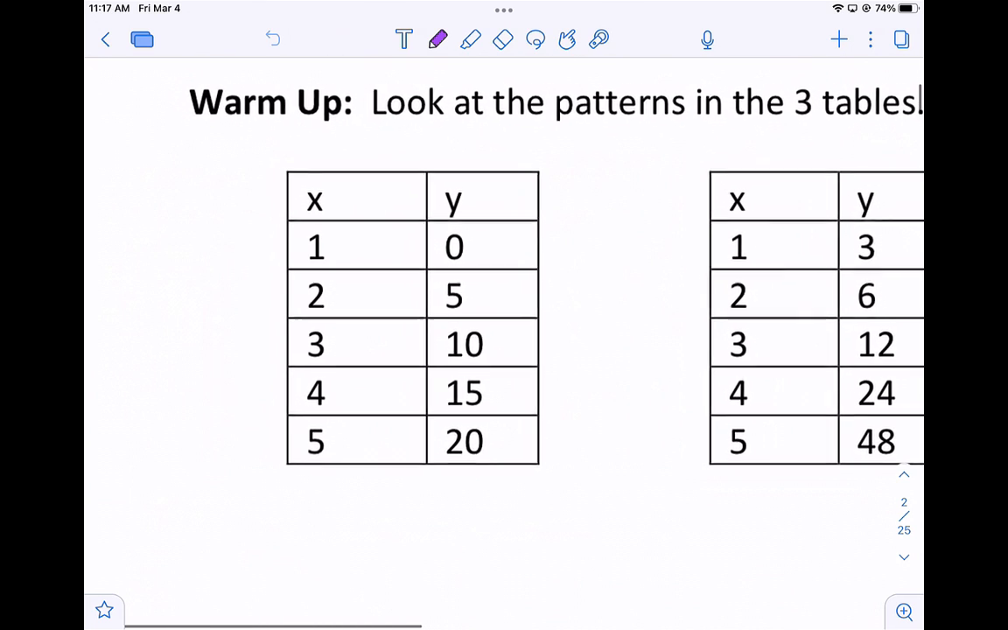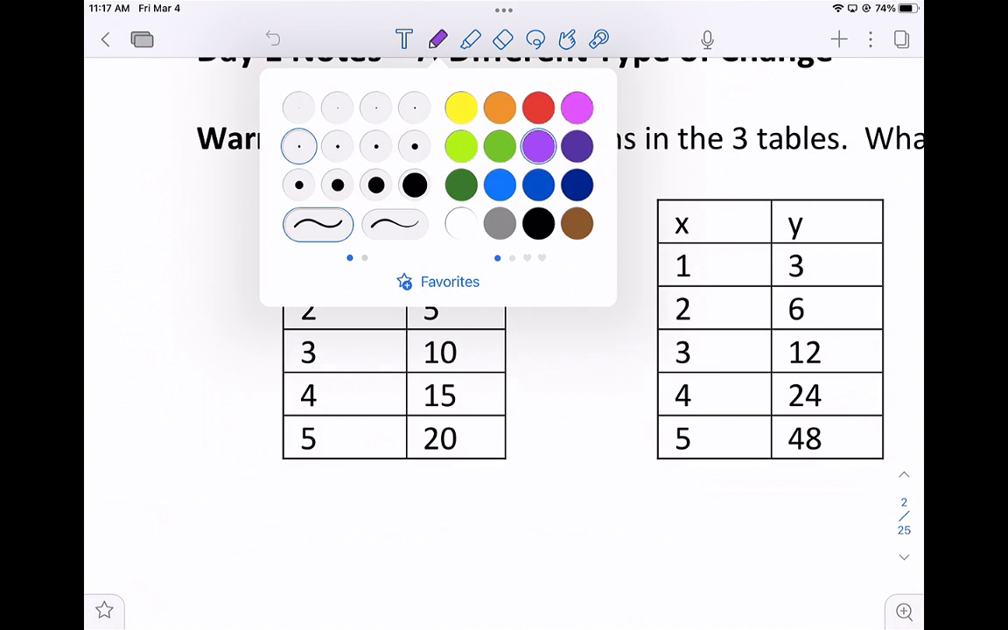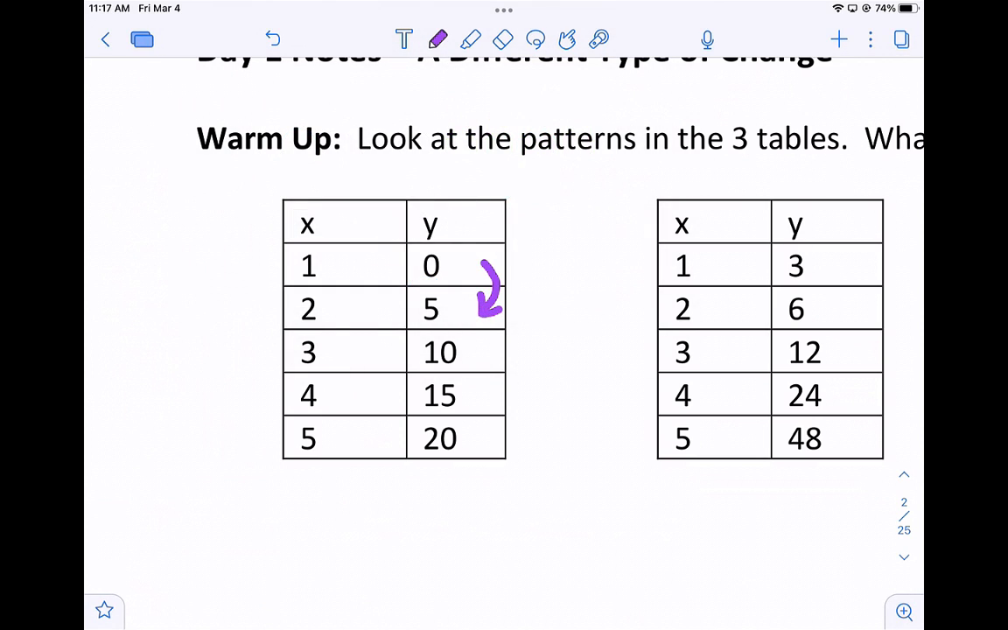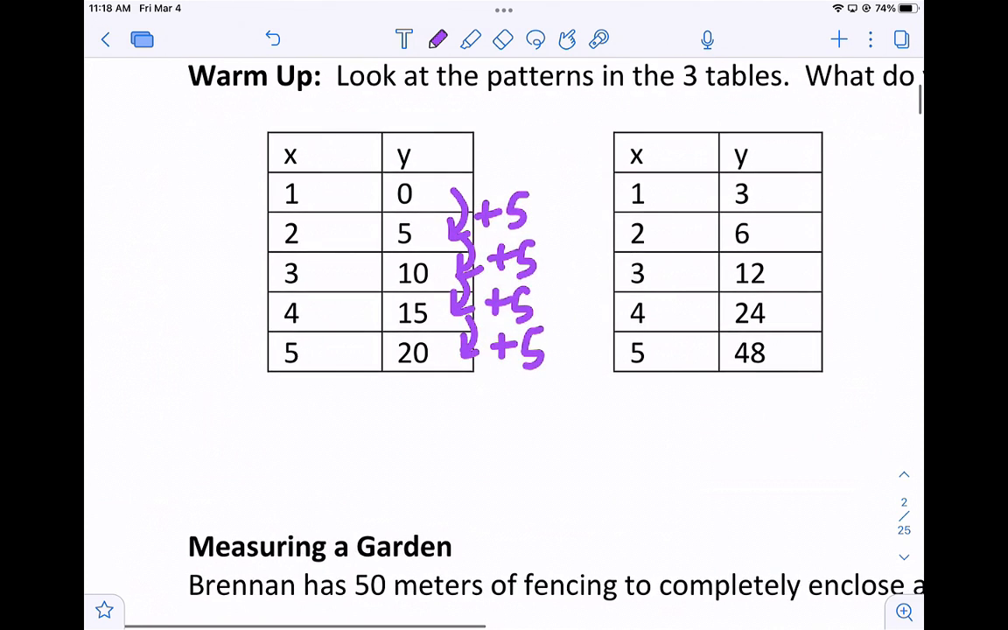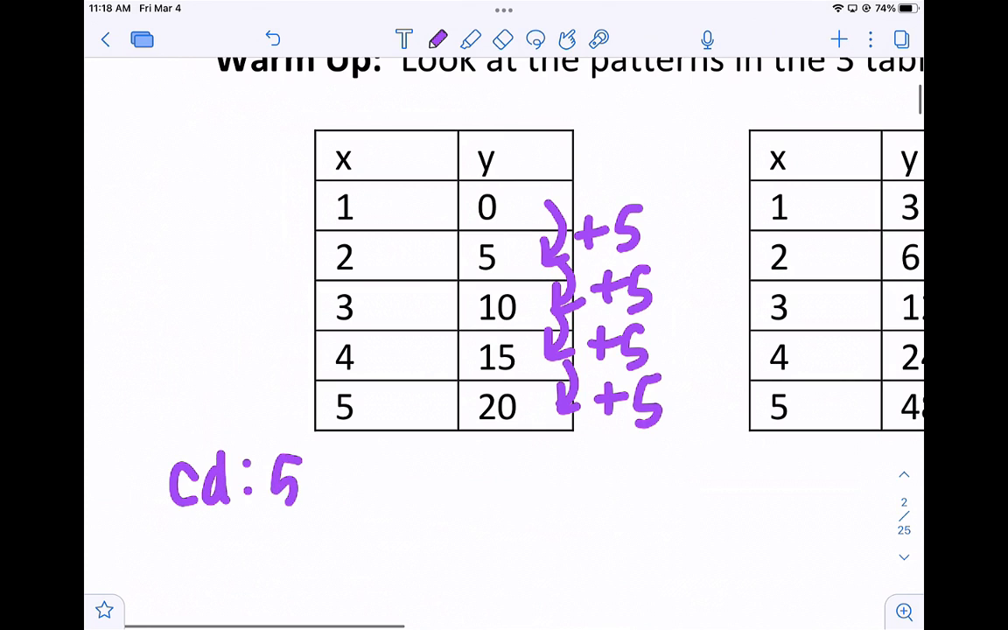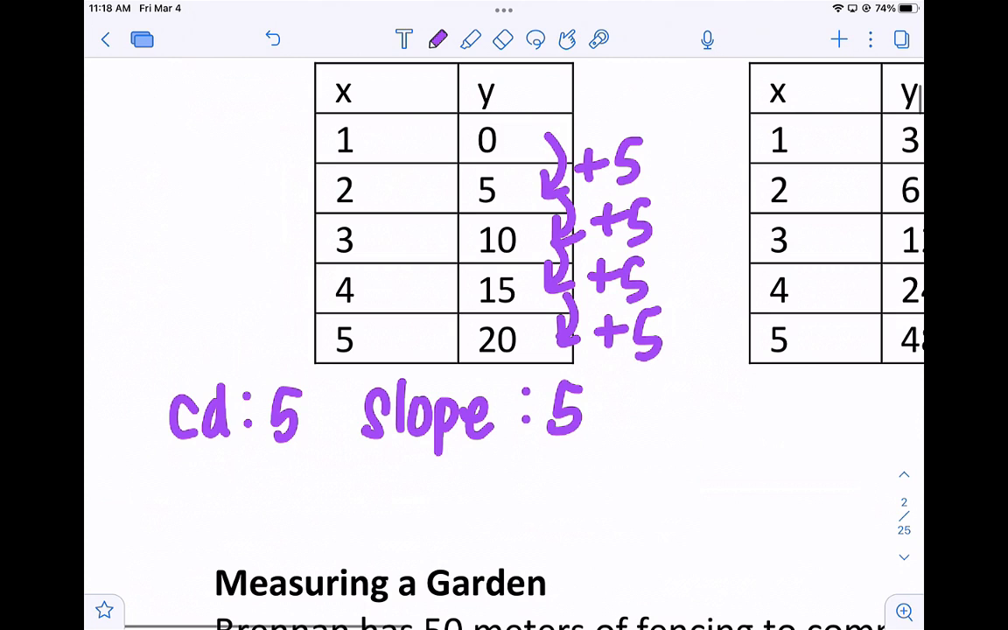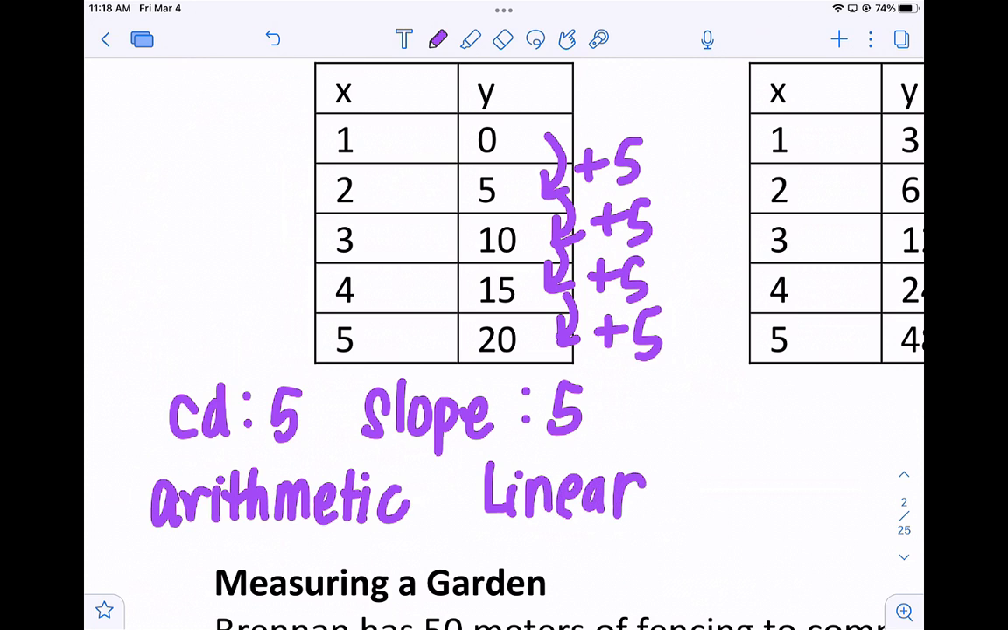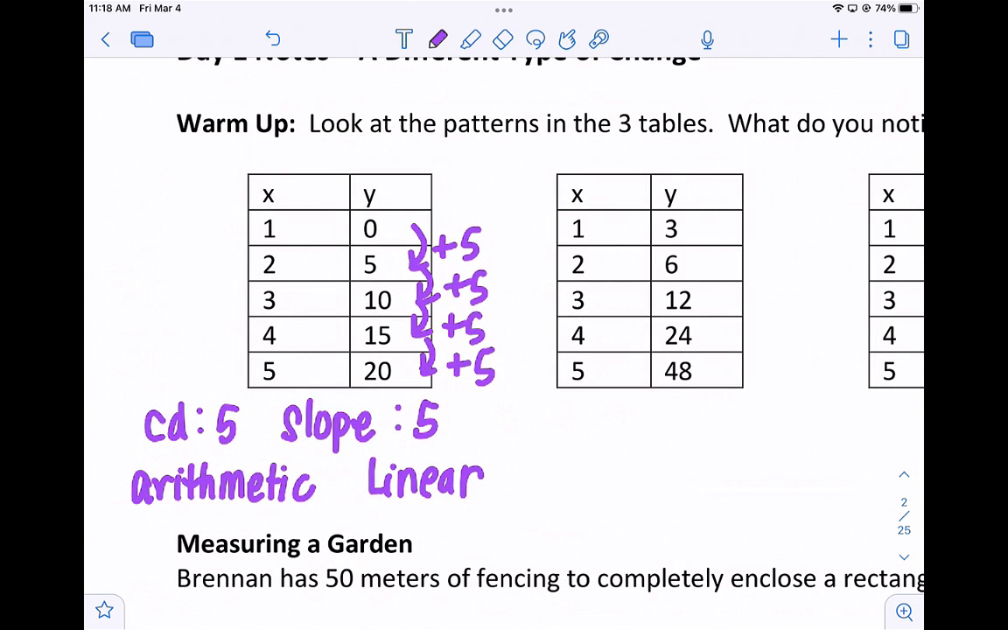So if you look at the first pattern right here, you can see that it's going up by 5 every time. And if you remember from last unit, that would be our common difference. So you could say things like the common difference is 5. You could say the slope is 5. You could write the recursive equation, you could write the explicit equation, you could say it's arithmetic. You could say it's linear. So there's a lot of things that we know about the first pattern in the first table, which is going up by 5.